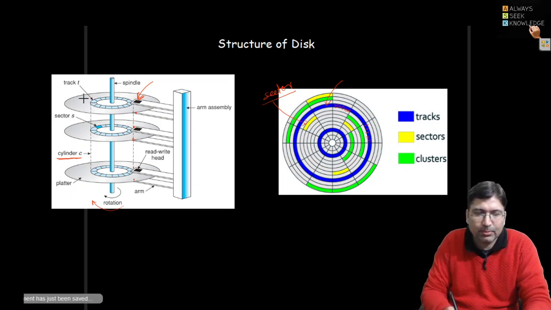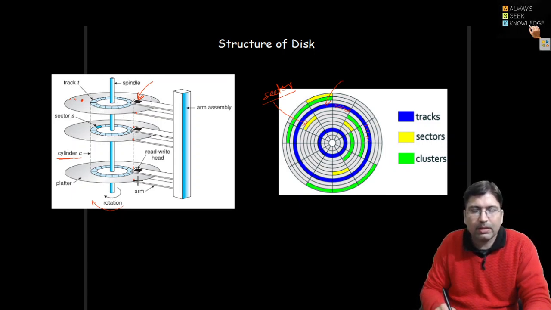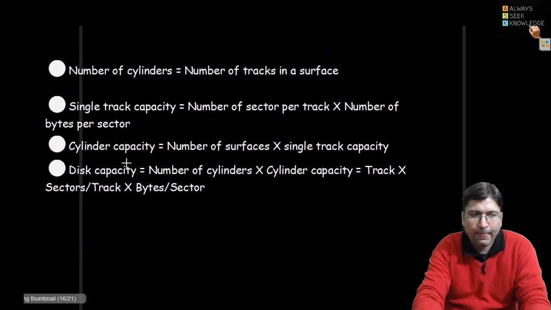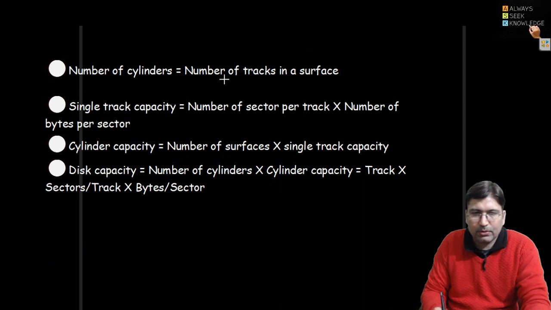The number of cylinders is nothing but this: if you place this read write head, let's say, on another track, another track, another track, whatever the number of tracks on these platters, that will define the number of cylinders. So the number of cylinders is equal to the number of tracks in a surface.